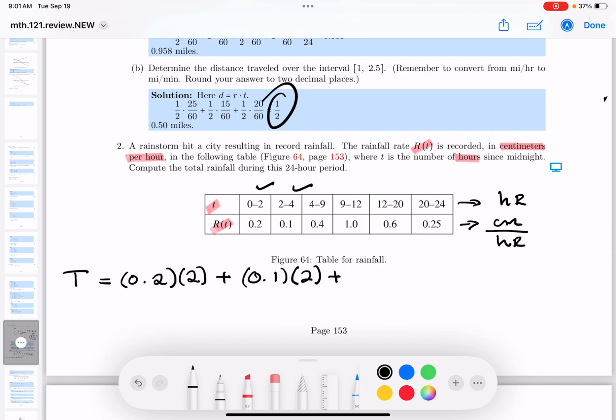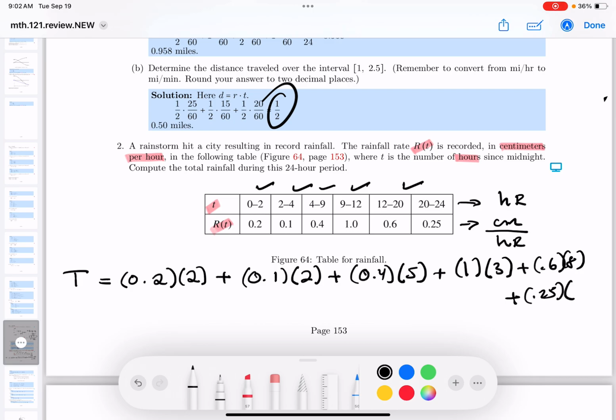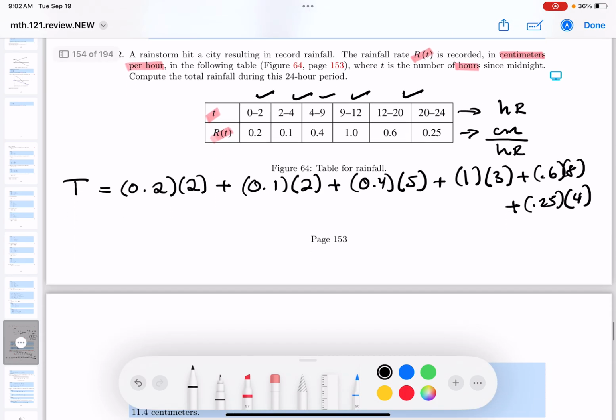Let's go to the next one. It's 0.4. How many hours there? Well, 4 to 9 is 5 hours, right? Let's do the next one. What's the rate there? It's 1. 9 to 12 is going to be 3 hours. Let's do the next one, which is going to be 0.6. And how many hours is that? Well, that's an 8-hour stretch. 12 to 20 is 8 hours. All right, I've got to keep going, and the last one's going to be 0.25. And how many hours there? It's 4 hours.